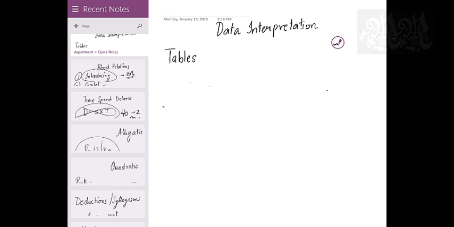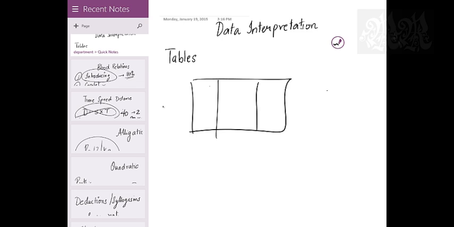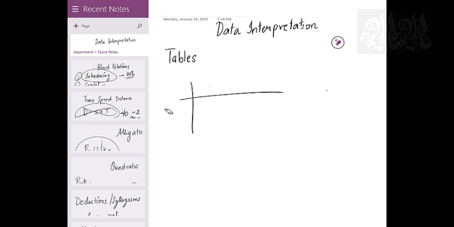First of all, a table is basically just data given to you in a table like this. You'll have rows, you'll have columns, and you'll have data inside it. Simple as that. Any table can be converted to a pie chart, a pie chart can be converted to a line graph, etc. Very simple, okay? But before we go to tables, let's talk about a very beautiful concept called addition.